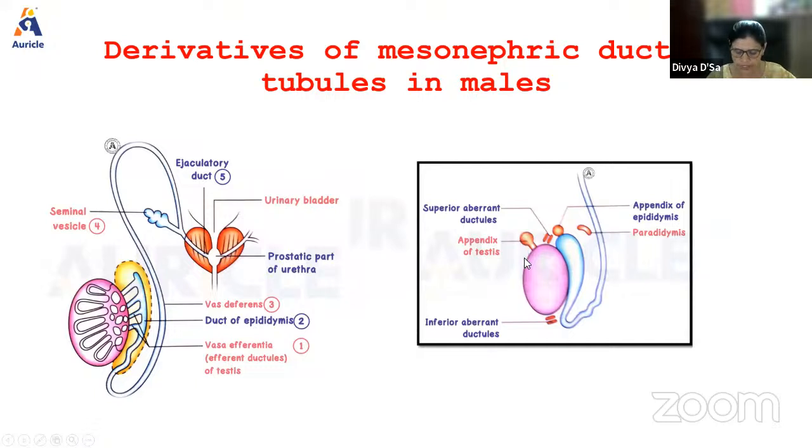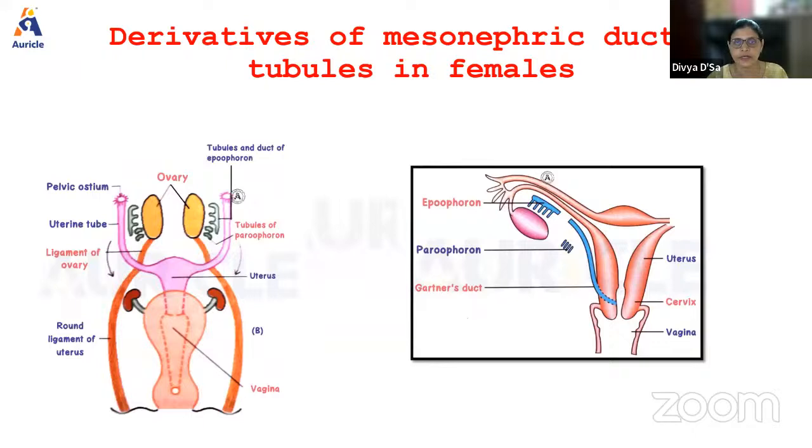And the vestigial remnants of this mesonephric duct and tubules form the appendix of the epididymis. Okay, then the paradidymis here, and superior aberrant ductules and inferior aberrant ductules. So these are the remnants of it, okay, which are derived from the mesonephric duct. So in females, the mesonephric ducts will form what we call the epoophoron, paroophoron, and the Gartner's duct. Okay, epoophoron, paroophoron, and the Gartner's duct will be formed by the mesonephric ducts in females. Okay, so basically it doesn't develop, right? So we'll see only these remnants, epoophoron, paroophoron, and the Gartner's duct.